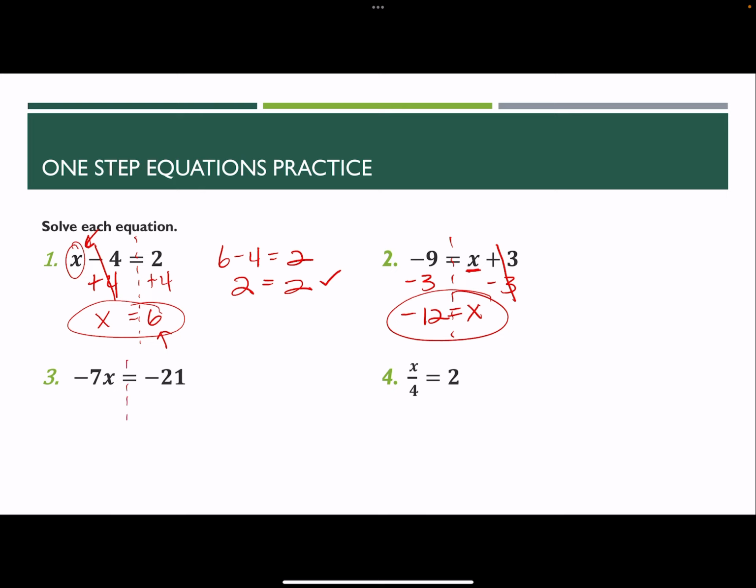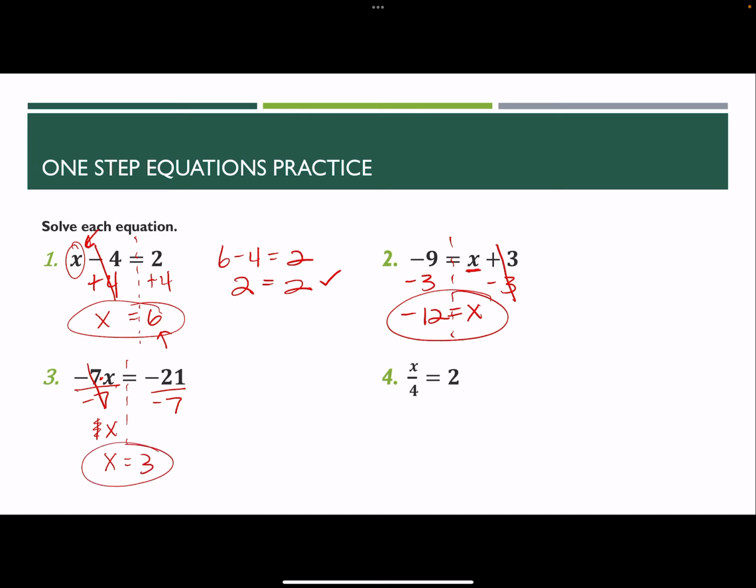Down here, number 3, negative 7x means negative 7 times x. So I'm multiplying. The inverse of multiplying is dividing. So I can divide both sides by negative 7. Negative 7 divided by negative 7 is 1. Or in other words, they cancel out, and I have 1x. But when I just have 1x, I don't need that 1. That's really just x. And so negative 21 divided by negative 7 is positive 3.